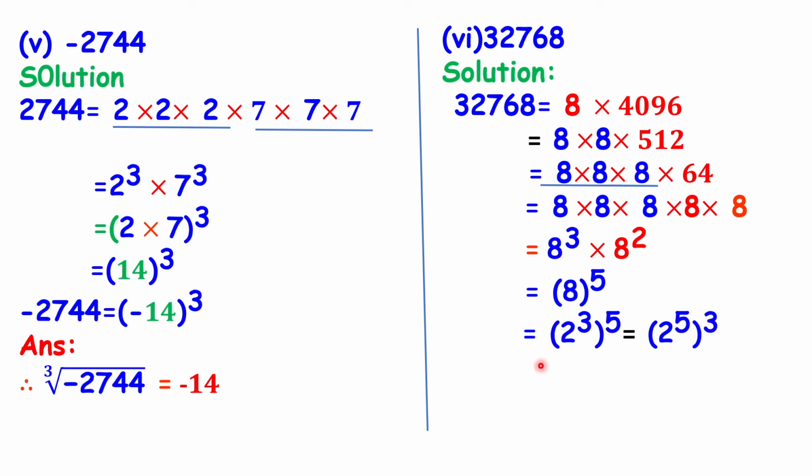Meaning is the same. We have to find the cube root. So we can write here 2 raised to 5 is nothing but 32 cubed. So the answer is cube root of 32,768 is equal to 32.